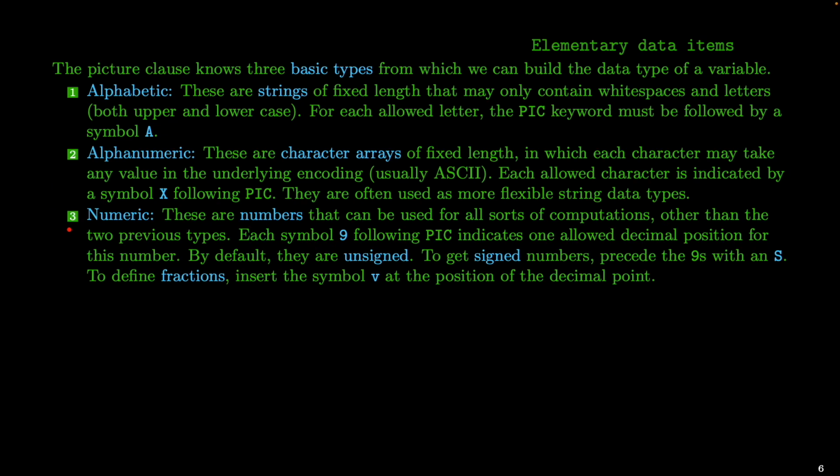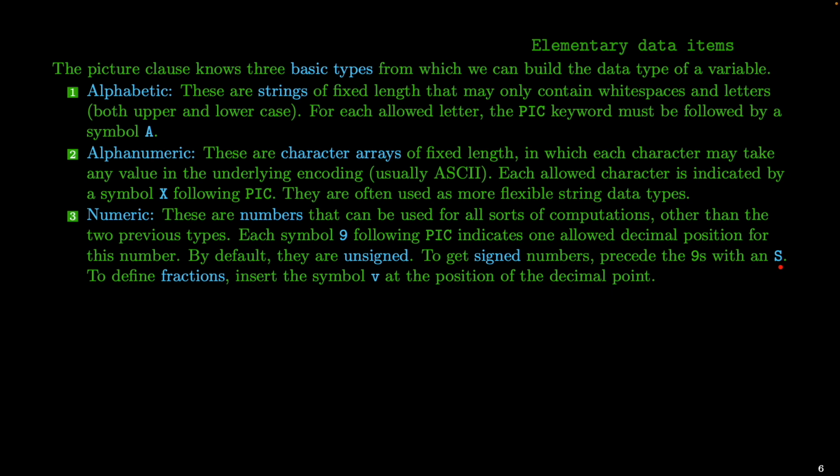And then there's the numeric type, or rather there are several different numeric types, as we will learn later. These are just numbers that can be used for all sorts of computations, other than the previous ones, which we cannot use for computations. Here, instead of A or X, we use the symbol 9 for each decimal digit occurring in this number. By default, the numbers are unsigned, and if we want a signed number, we have to precede our sequence of symbols 9 with the letter S. This is for sign.